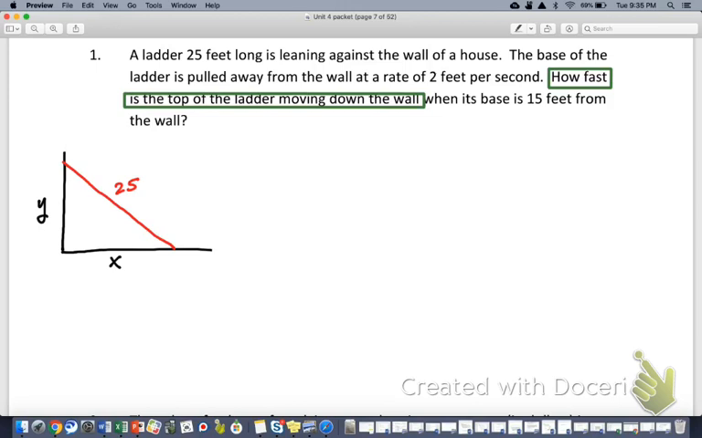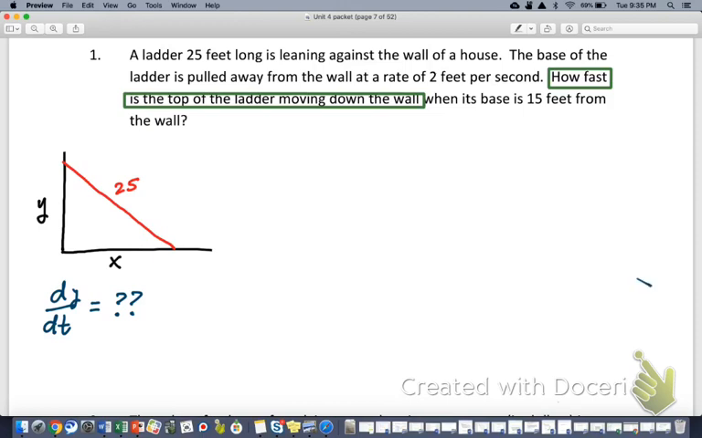Let me keep going here. As far as what I'm trying to find, it says, how fast is the top of the ladder moving down the wall? I'm going to interpret that as dy/dt. That's how fast the top of the ladder is moving down the wall. And I'm going to say that that's what I'm trying to find. That's my unknown, so I just put those question marks there. And like we did yesterday, I'm going to read through the rest of the question and try to figure out if there are any other rates that are in play here. There should be at least one more.